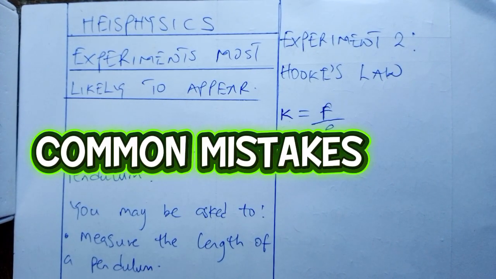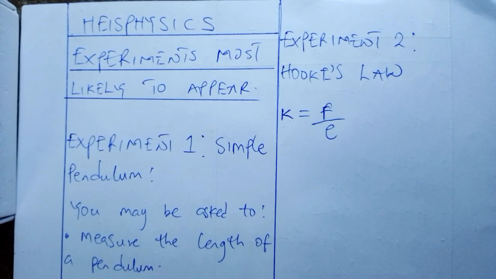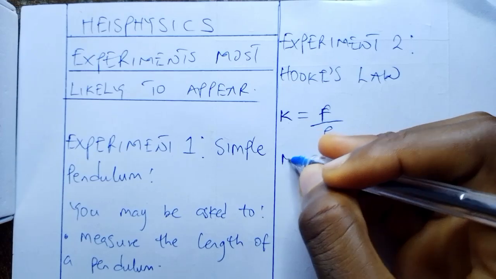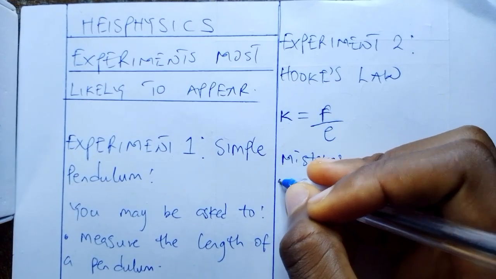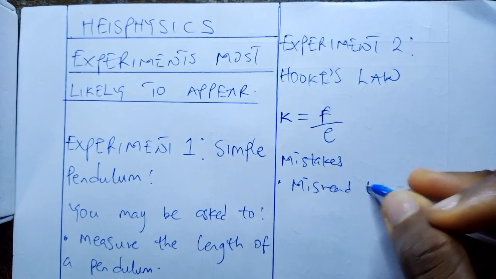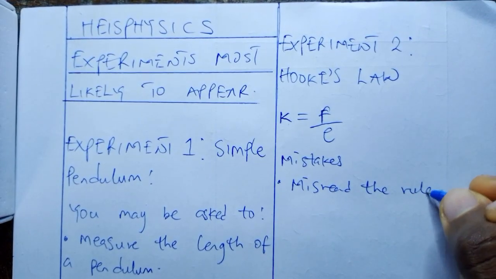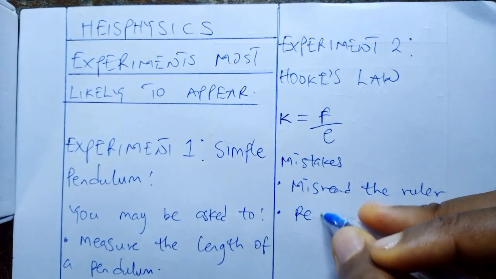Students often lose marks because, let me give you the mistakes students make. Number one, they misread the ruler. So mistakes, very important. Jot this down. What the students make, they misread the ruler. Number two, they record incorrect values.